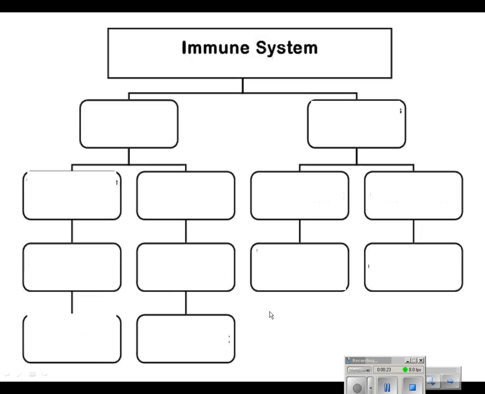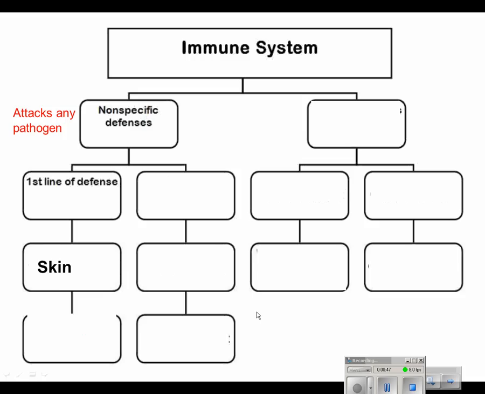If we look at the immune system, we can look at non-specific defenses. So think of specificity and non-specific defenses. Well, how does your body defend itself? Well, it's going to attack any pathogen, and because we're saying non-specific, it'll be any pathogen, not a specific one. And the first line of defense in your body is going to be the skin, okay? That covers all of your body. And you're going to end up with different types of secretions, so sweat, mucus, tears. Those are all part of the immune system.